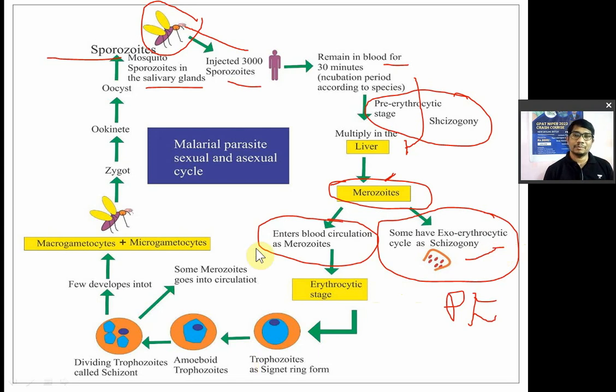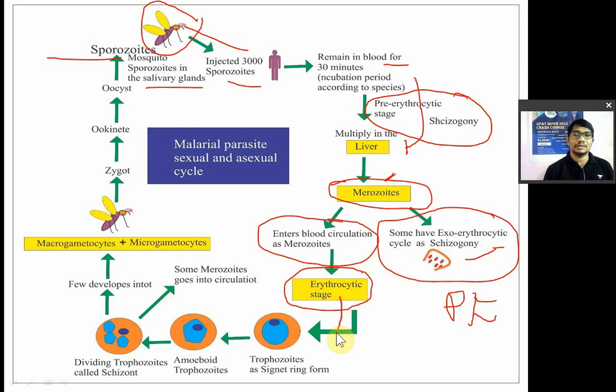Now, whatever merozoites are released into the blood from the liver get entry into the RBCs. RBC means erythrocytes. So they will invade the RBC, and in the RBC, their stage is known as the erythrocytic stage. When these merozoites from the liver get entry into the RBC, it is known as the erythrocytic stage.